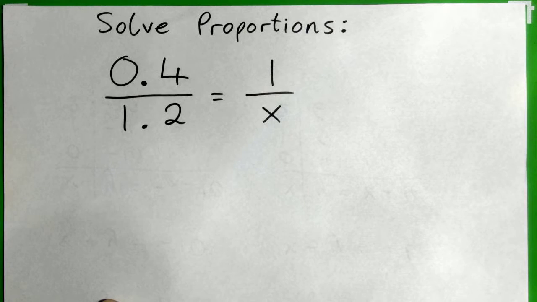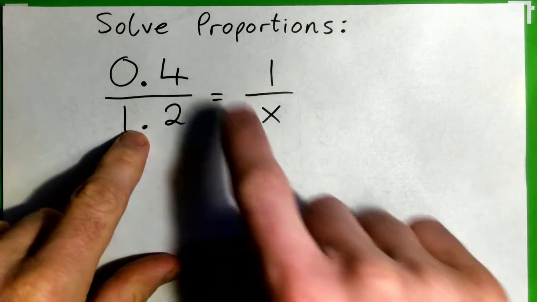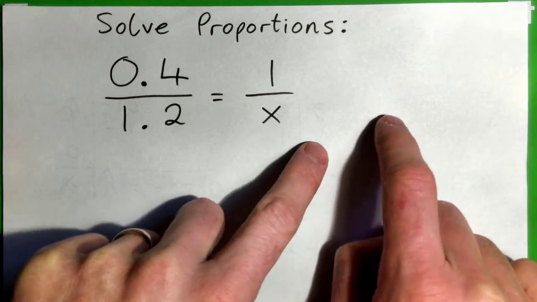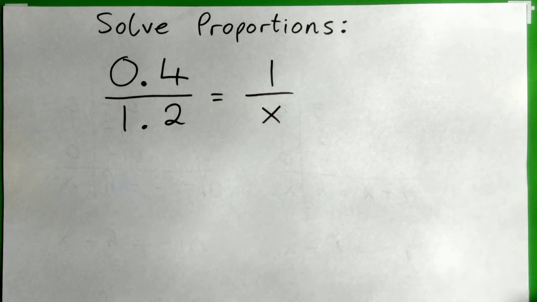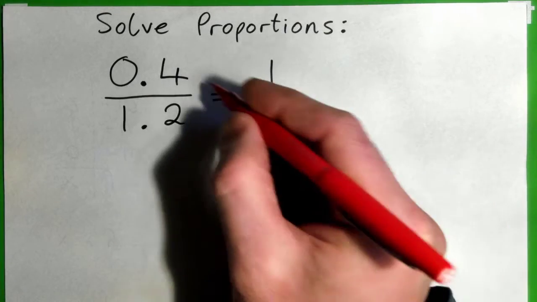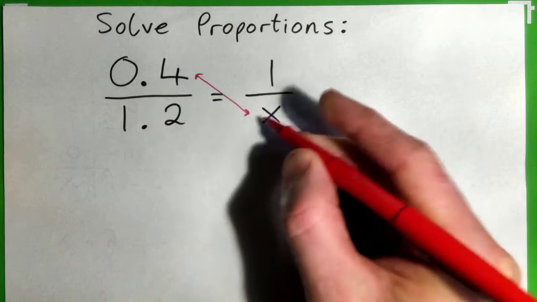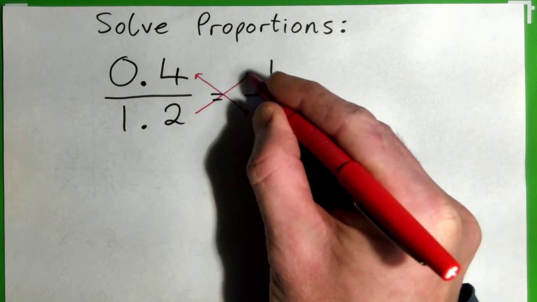So we're going to solve this proportion. We have a fraction equal to a fraction. A proportion means you've got a fraction equal to a fraction. And one way to solve a proportion is to cross multiply. So you multiply this number times this number, and that should be equal to this number times this number.